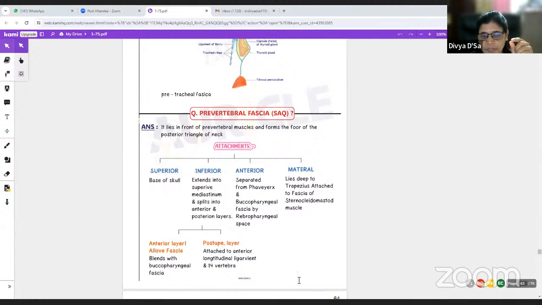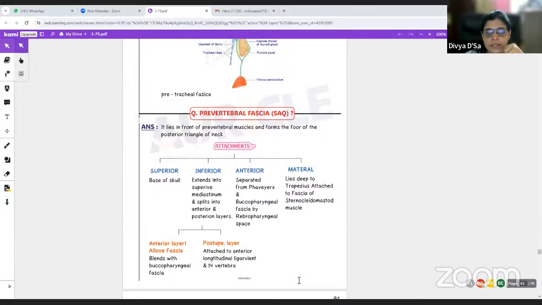Anteriorly, it is separated from the pharynx and buccopharyngeal fascia. Between the buccopharyngeal fascia and the pharynx, there is a small space which is known as the retropharyngeal space. It is by this retropharyngeal space that the prevertebral fascia is separated from the pharynx and the buccopharyngeal fascia. Then laterally, it lies deep to the trapezius, attached to the fascia of the sternocleidomastoid muscle.